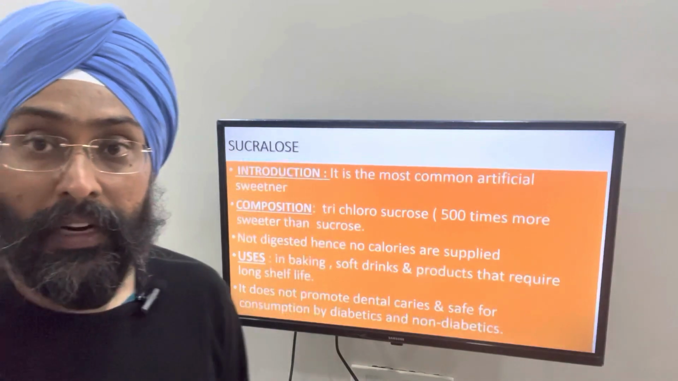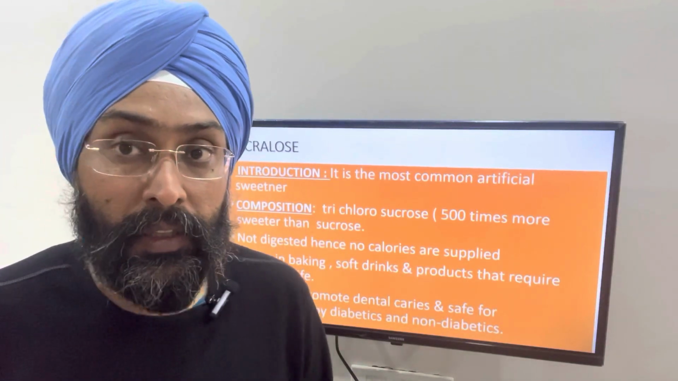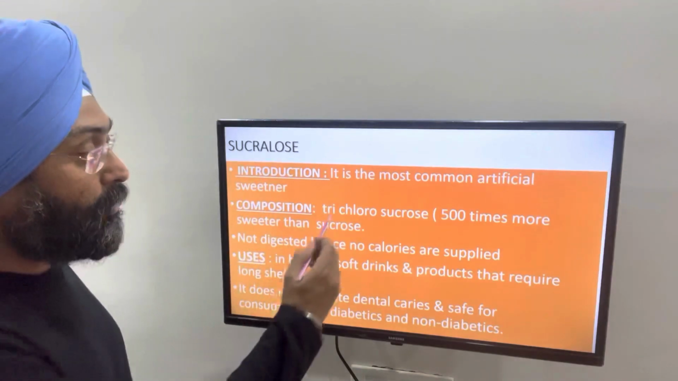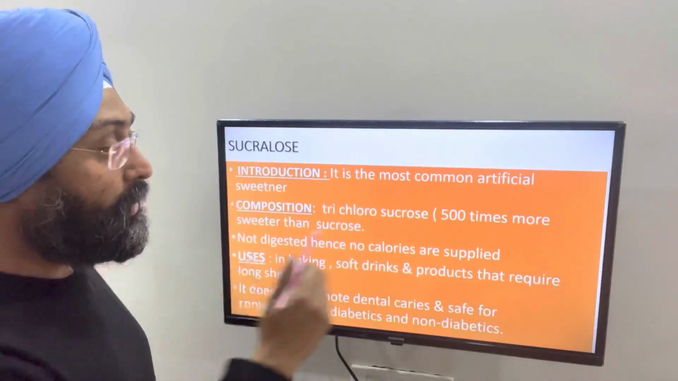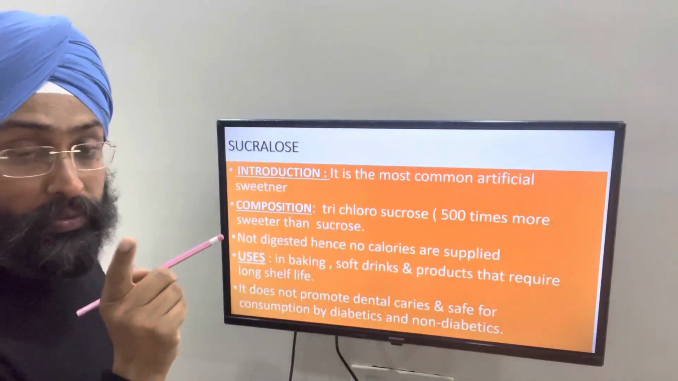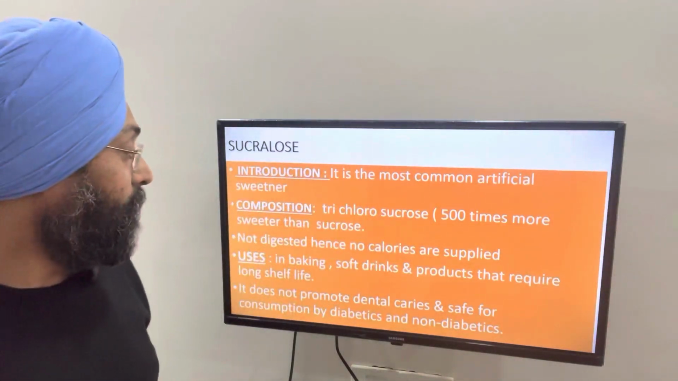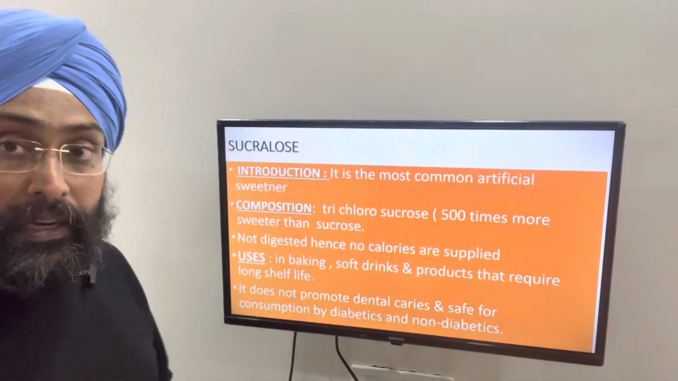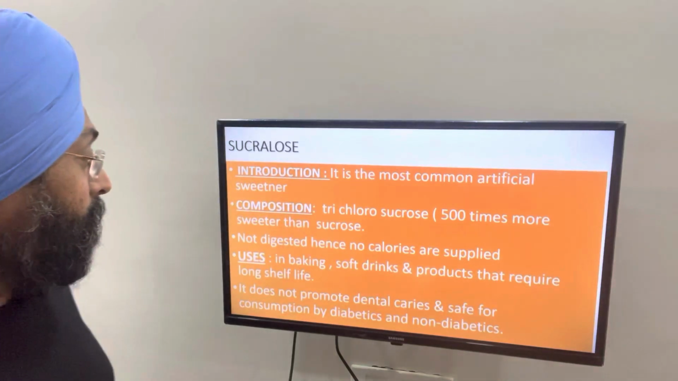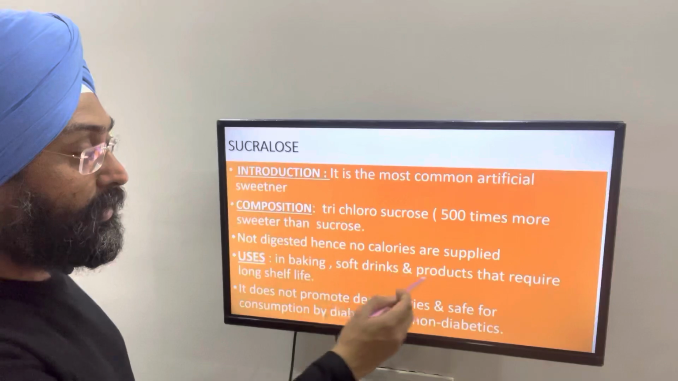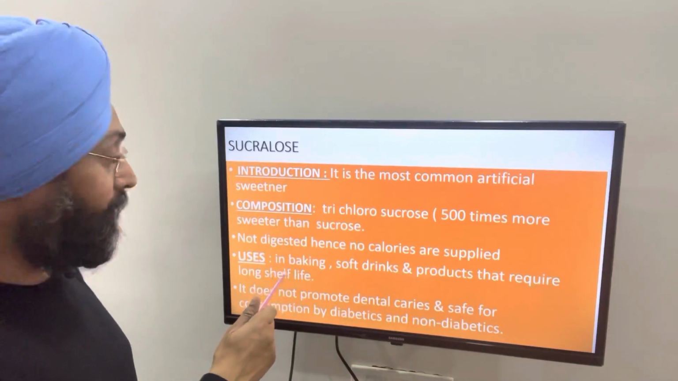Now coming on to an artificial sweetener, that is sucralose. Sucralose is a trichlorosucrose, right? It is 500 times sweeter than sucrose. It is the most common artificial sweetener used these days, and it can be used by diabetics as well as non-diabetics. So it is used in baking, soft drinks, and products that require long shelf life.